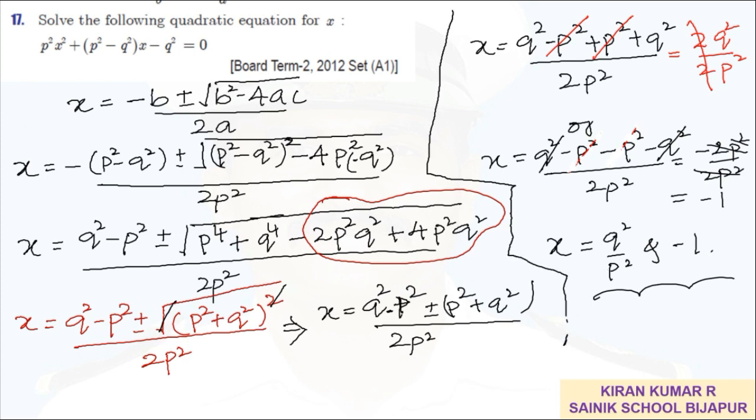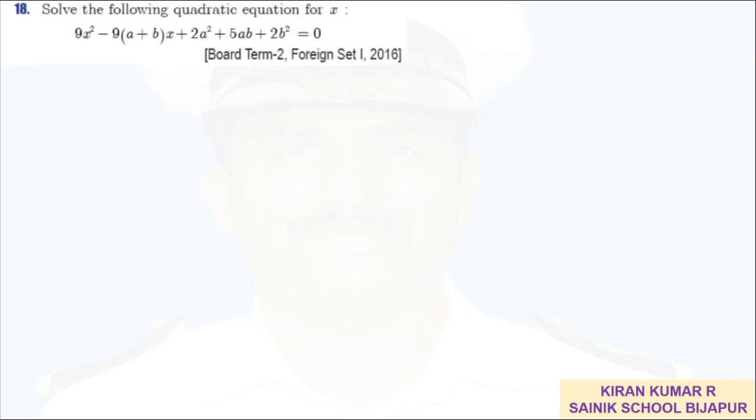Simultaneously, you have to note down the question and keep solving. Question 18. Solve the following quadratic equation for x. Here, it's a very lengthy equation. If you look at this constant term, it can be simplified into factors.